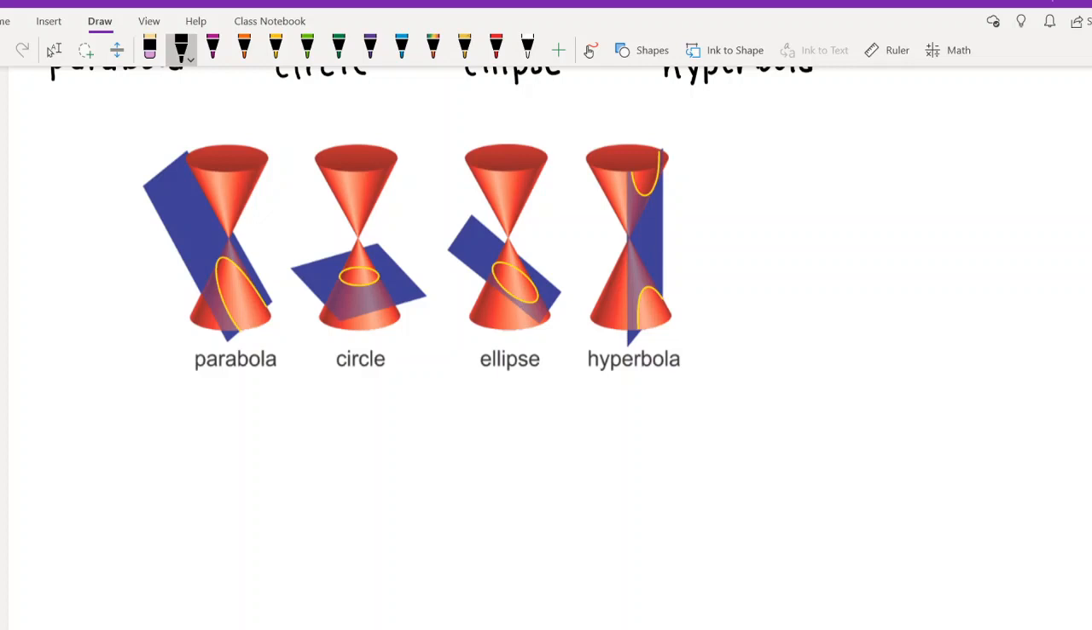If you take the situation that gave you a circle and you just kind of tilt it slightly, then you'll get an ellipse. And then if you put the plane so that it's vertical and look at where it crosses the cone, you're going to get 2 intersections, and that gives you this shape called a hyperbola.